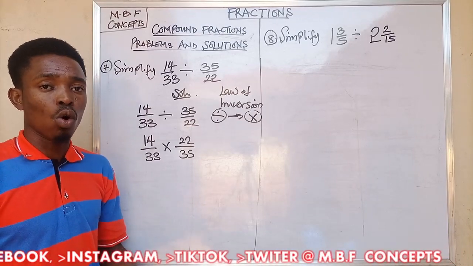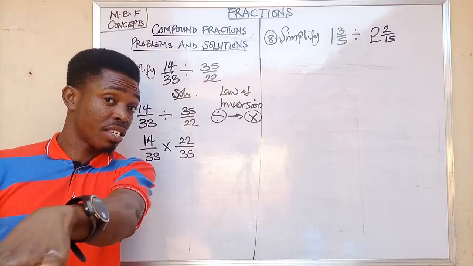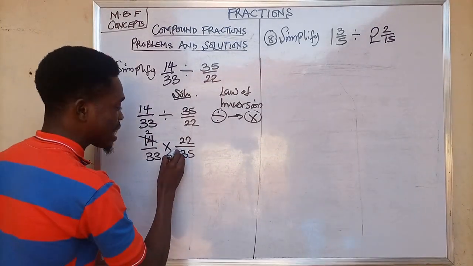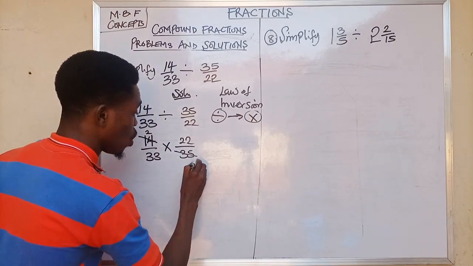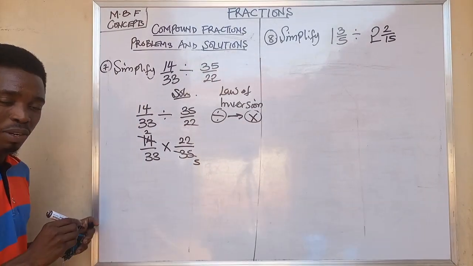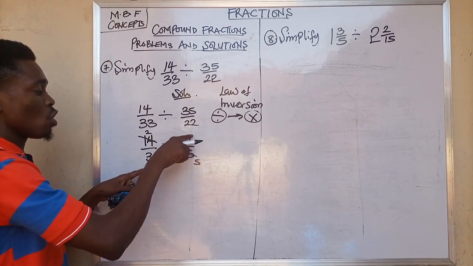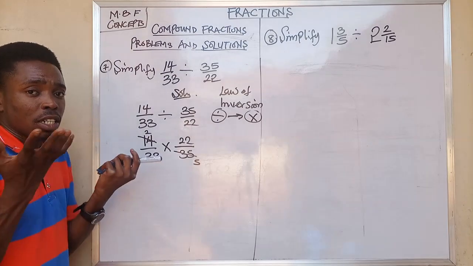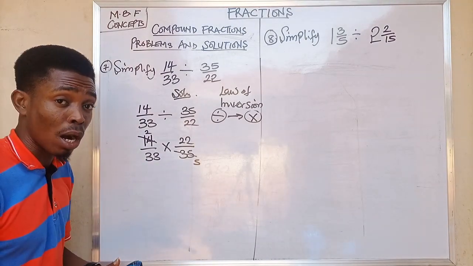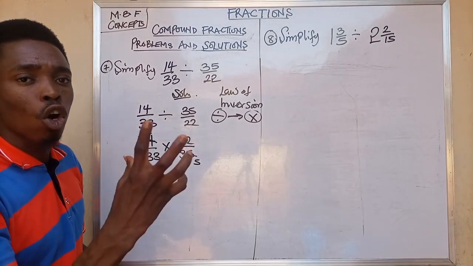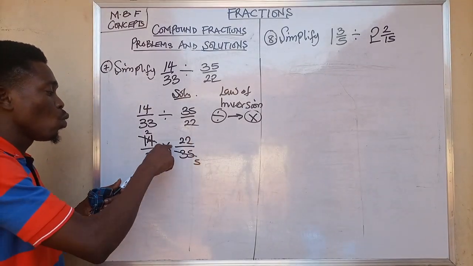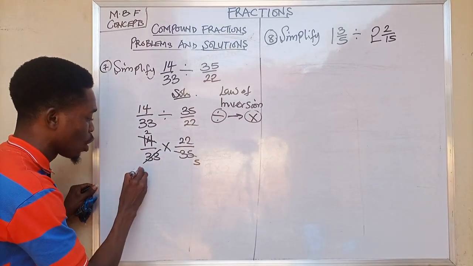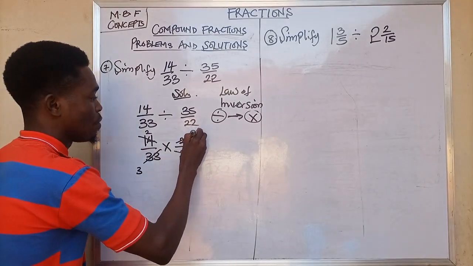2 cannot go, 3 cannot go. The common factor between 14 and 35 is 7. So we simply say 14 divided by 7, we are going to have 2, and 35 divided by 7, we are going to have 5. We are done with that. Now the next thing we do is to come to this other diagonal figures. 33 and 22 have something in common. Of course, they do not have 2 in common, they do not have 3 in common, but 11 is the common factor between 22 and 33. So I'm simply going to say 33 divided by 11, I'm going to have 3, and 22 divided by 11, I'm going to have 2.